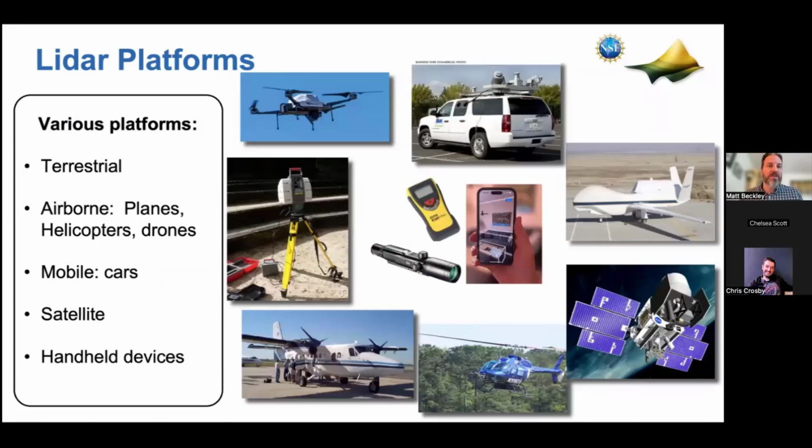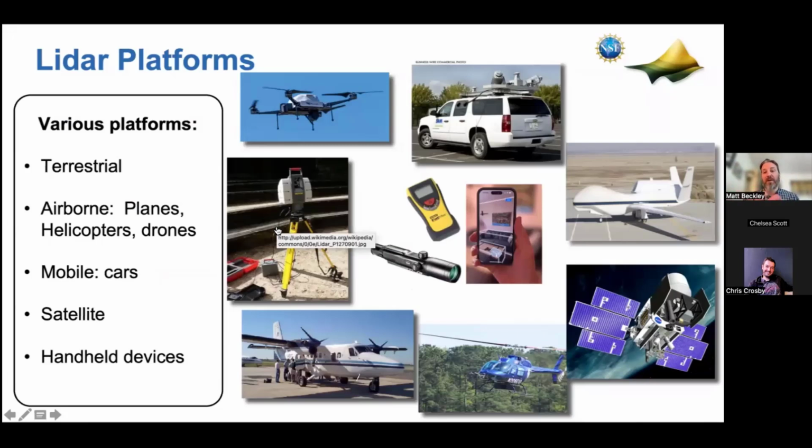So LiDAR is becoming pretty ubiquitous. You can find it on a variety of platforms. Most of the data that we deal with at OpenTopography is aircraft based, but we do have things like terrestrial laser scanners. This is that image here where we have a LiDAR scanner on a tripod and it actually spins around and measures surfaces nearby.